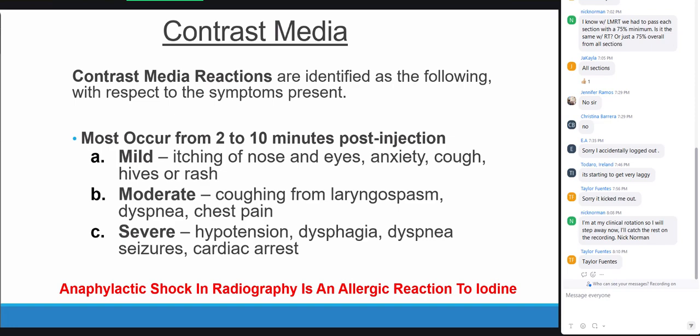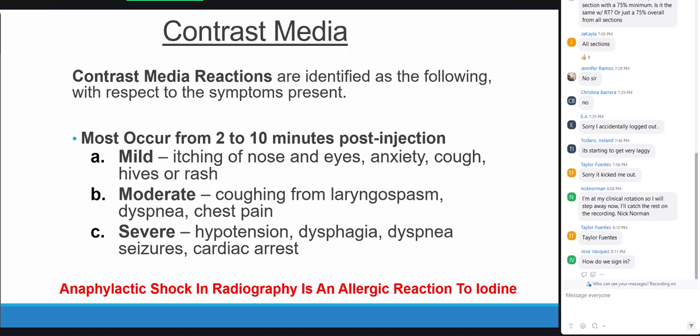Reactions are identified with respect to the symptoms present as mild, moderate, or severe.